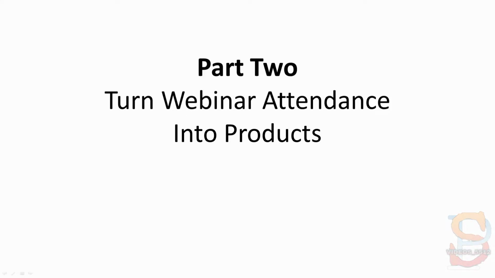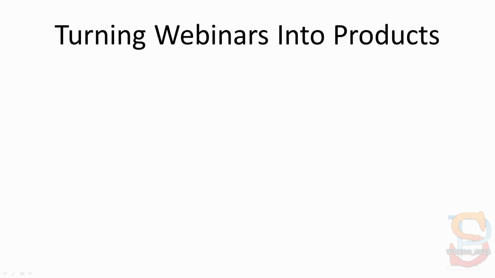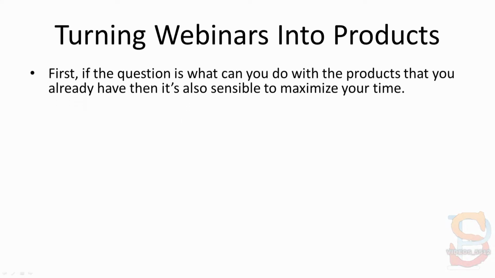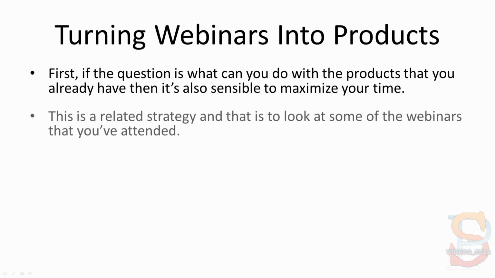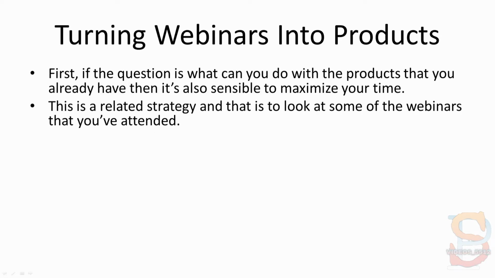Part 2, turning webinar attendance into products. Now, if the question is what you can do with the products that you already have on your hard drive right now, the most sensible thing to do is to maximize your time. Everything that you're doing in internet marketing, you want to make sure that you're getting the maximum return on that time and how you spend it. So this turning webinars into products is a related strategy where you will look at some of the webinars that you have already attended and that you are attending on a regular basis.